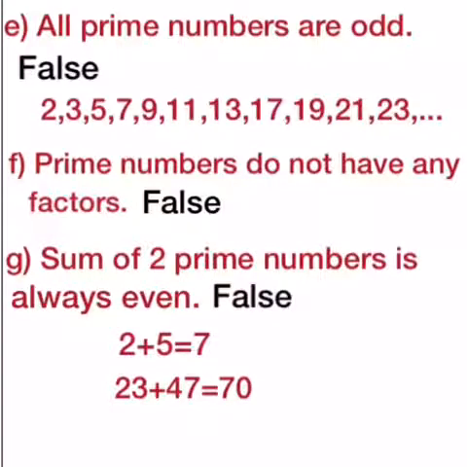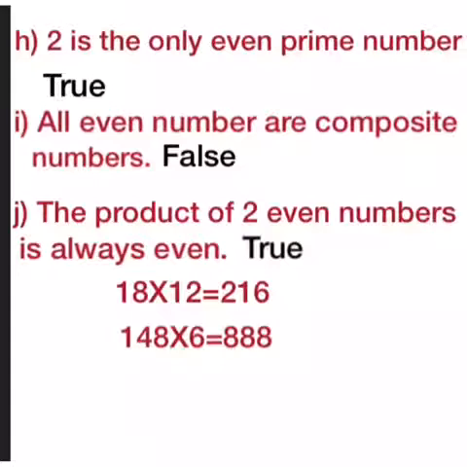Now we have another statement, 2 is the only even prime number, and this statement is true, because children, other than 2, all the prime numbers are odd numbers. 2 is the only even number which is also a prime number. Now the statement, all even numbers are composite numbers. Children, this statement says that all the even numbers are composite numbers. No, it is a false statement, because 2 is an even number which is a prime number.